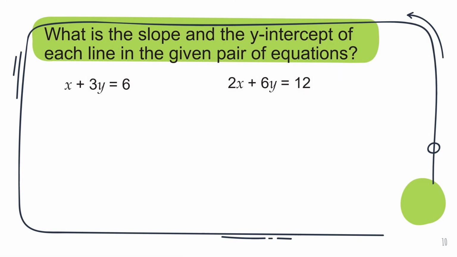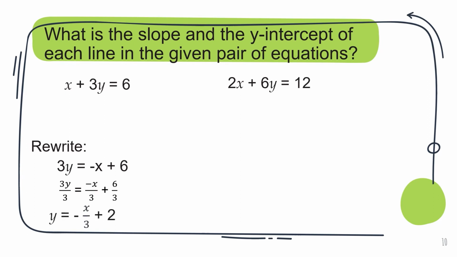The next pair of equations is x plus 3y is equal to 6 and 2x plus 6y is equal to 12. To find the slope and intercept, we need to use the slope-intercept form. Rewriting the given, we have 3y is equal to negative x plus 6. Dividing both sides by 3, y now is equal to negative x over 3 plus 2. And the slope of x plus 3y is equal to 6 is negative 1/3, and its y-intercept is positive 2.